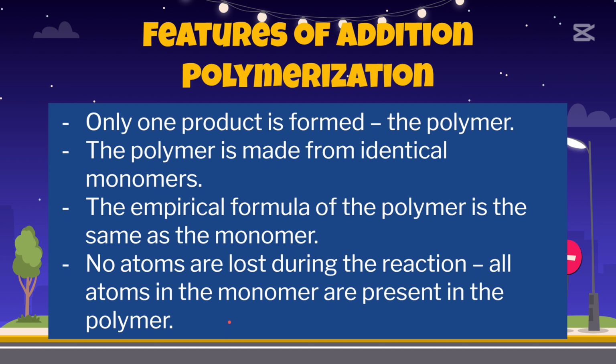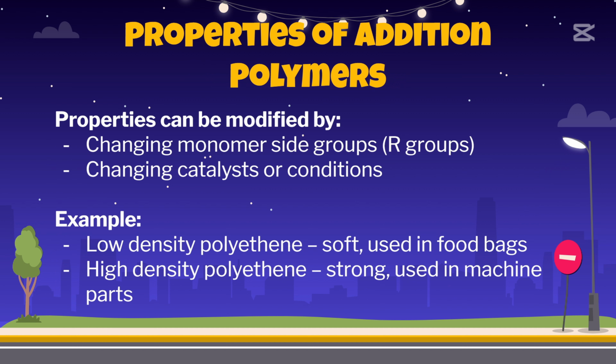Going back, also, no atoms are lost during the process. We're only breaking bonds. We're not losing atoms. So we don't lose any atoms during the reaction, right, for polymers. Note that the properties can also be modified. When we change the monomer side groups, when we change the R groups, we change the different properties that are present, and also we can change the properties based on the type of catalyst used or the conditions. I would have mentioned earlier that you can have really high temperature and high pressure. Those conditions give you varying types of polymers.